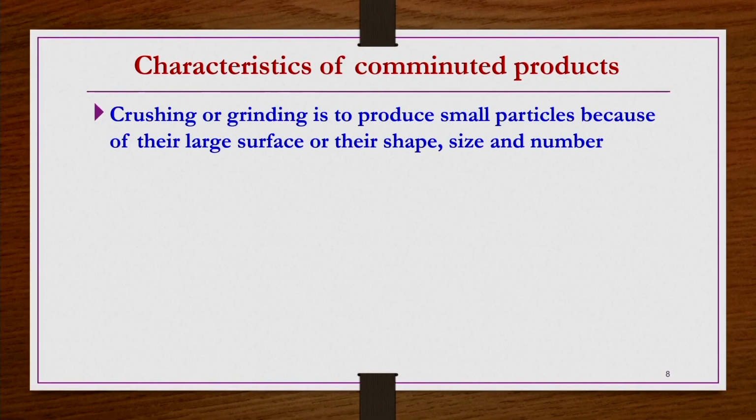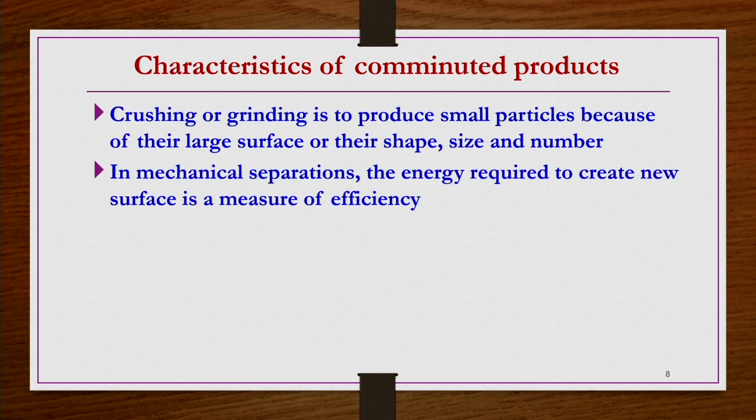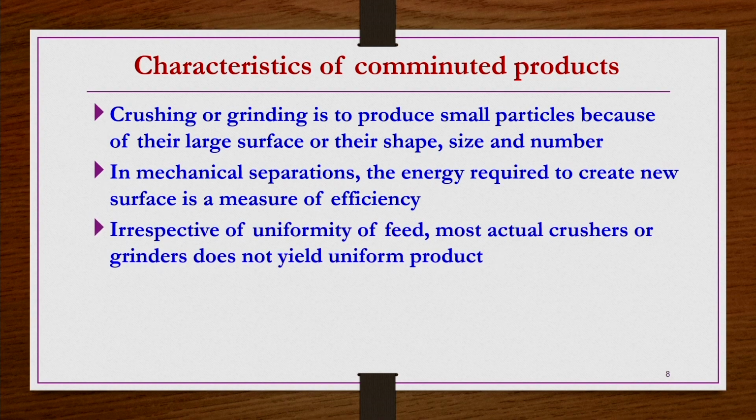Crushing or grinding is done to produce small particles, because of their large surface, or sometimes their shape, size, and number. That is the reason we do crushing or grinding, which are size reduction operations. In mechanical separations, the energy required to create new surfaces is a measure of efficiency. How much power you supplied for a given size reduction operation, and how much is consumed by the particles for the creation of new surfaces, is a measure of the efficiency of the given process. Those things we are going to see in calculations anyway.